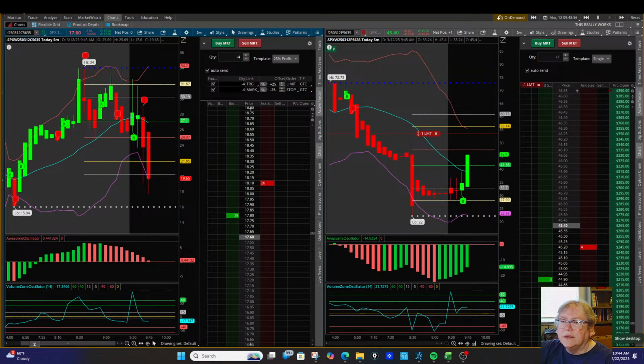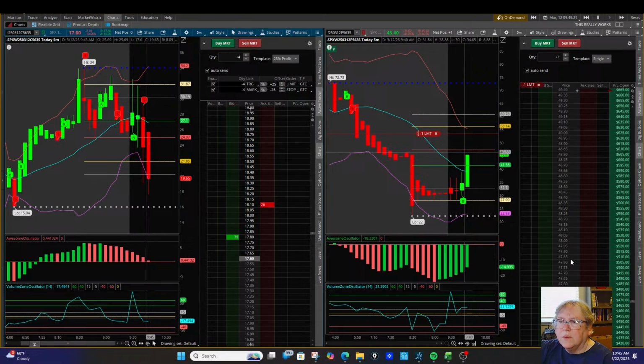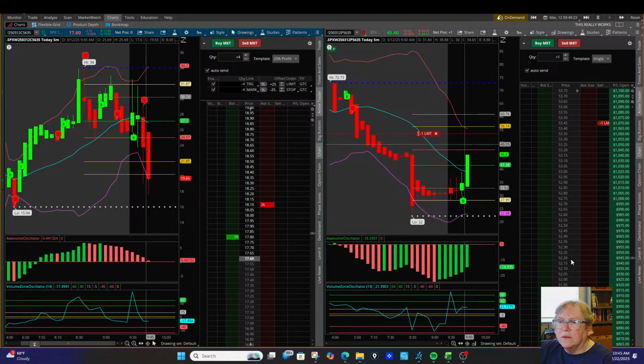Right now it's at $265. That nice green candle, it's got a long body. That is a very bullish thing. We need to hit the mark of 53.45.